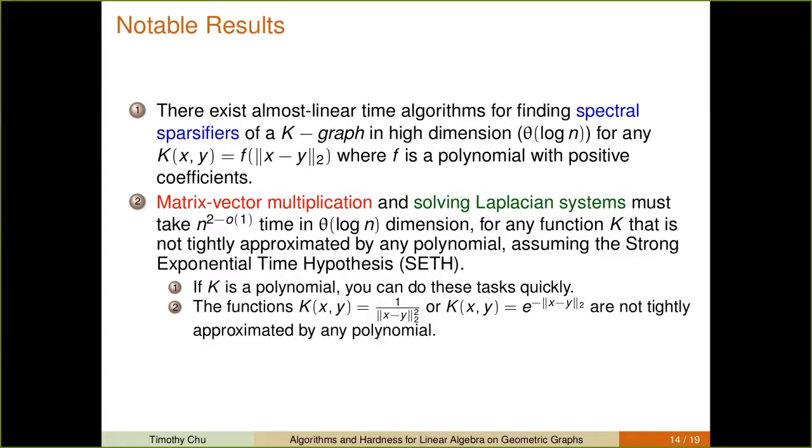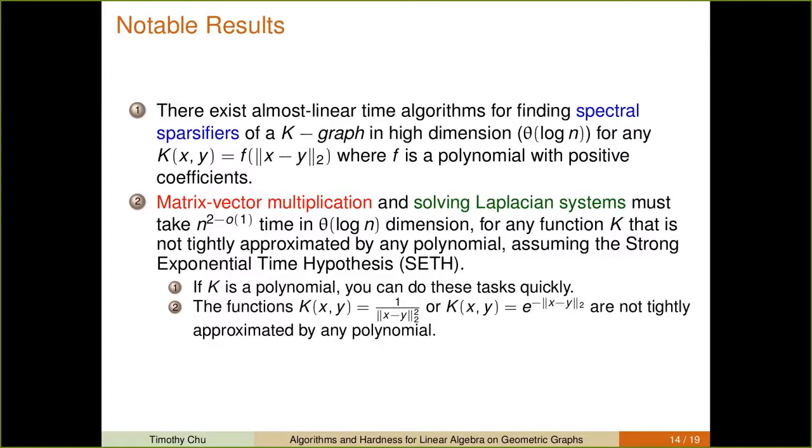The second notable result we'll go through is that both matrix vector multiplication and solving Laplacian systems must take close to quadratic time if you're in roughly log n dimension. And this is for any function k that is not tightly approximated by a polynomial. And we're going to assume some complexity hypothesis here. If k is approximated by a polynomial, you can do these quickly. And here are a couple examples of functions that are not approximated by a polynomial. So for these functions, you cannot do matrix vector multiplication in faster than quadratic time, assuming you're in high dimension.